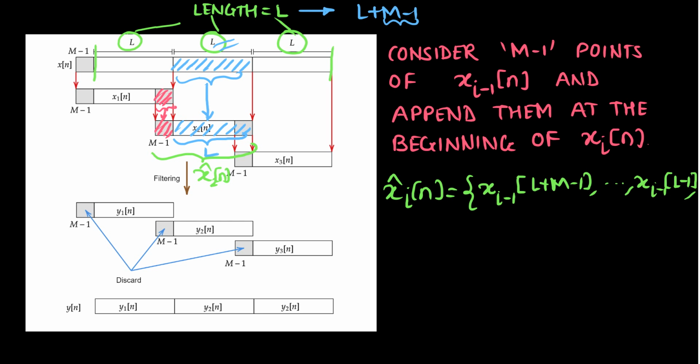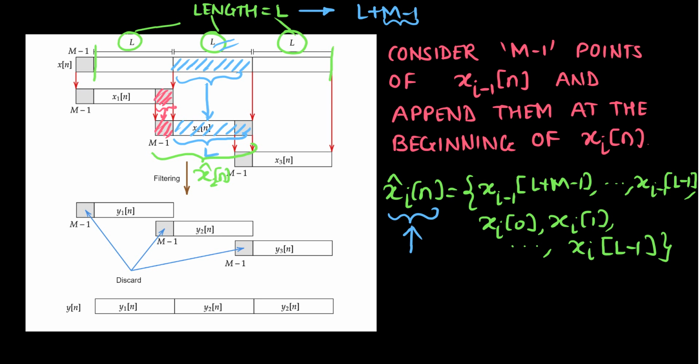Then we would be having the L blocks or L points of the xi of n. So it would be xi of 0, xi of 1 and so on till xi of L minus 1. And now this sequence which we are having here, that is x hat of I, is basically of length L plus m minus 1.